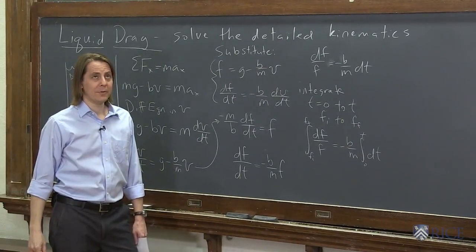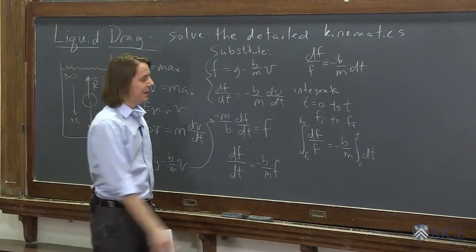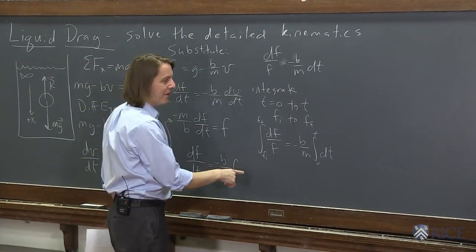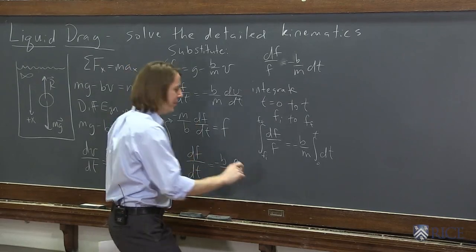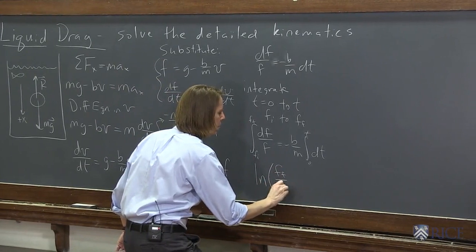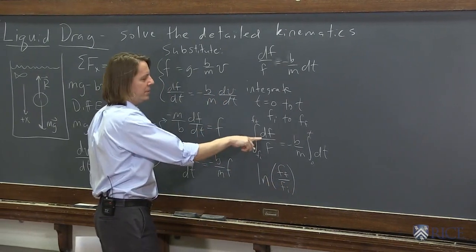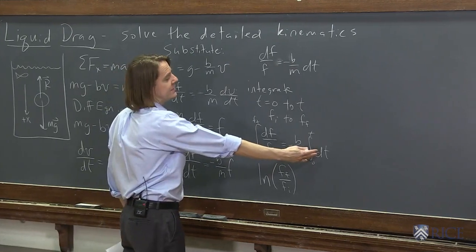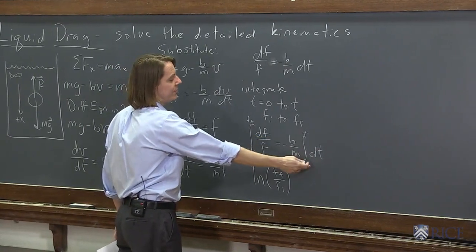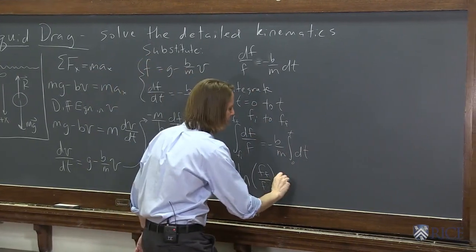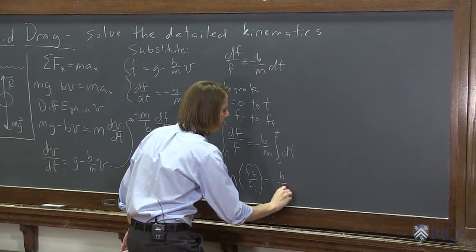And the integral of df over f is the natural log of f. And if I apply the limits, it's the natural log of f final minus the natural log of f initial, which, if you know your natural logs, is the natural log of the ratio. That's what you get when you integrate and evaluate the limits of that side. And the integral of dt is just t. Evaluated at t minus 0, this just becomes t. So we didn't mess with a prime in there, minus b over m t.